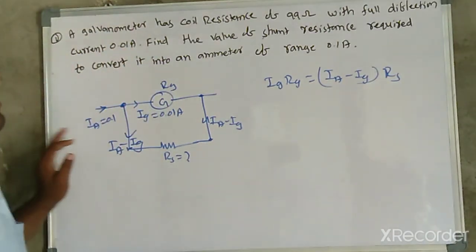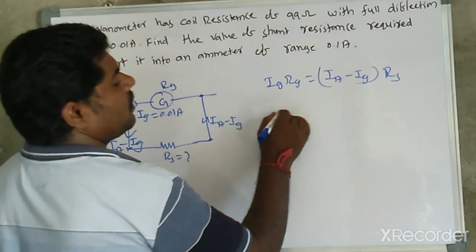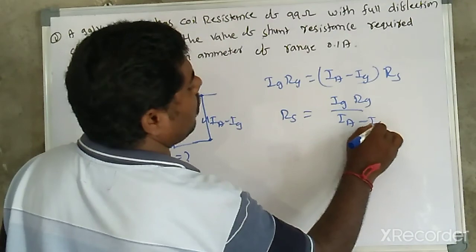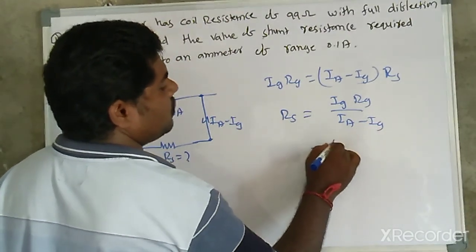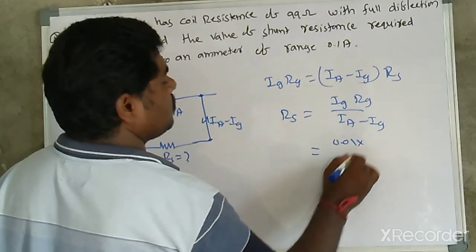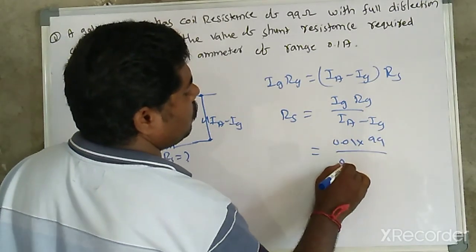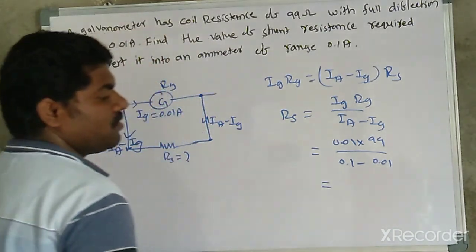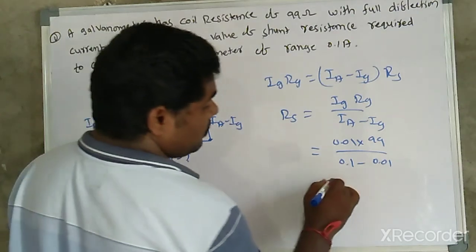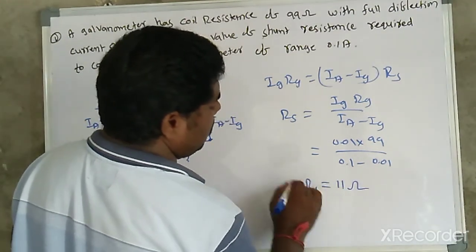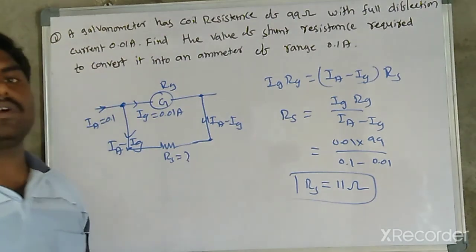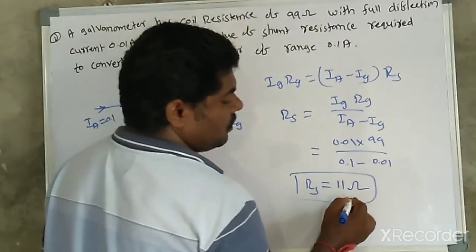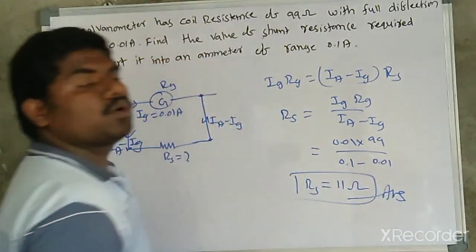We already discussed this ammeter previously. From this, Rs is equal to Ig Rg divided by (IA minus Ig). So Ig is 0.01, into Rg which is 99, divided by 0.1 minus 0.01. You may simplify this value, and you will get 11 ohms. The shunt resistance is equal to 11 ohms. This is the answer to the question.